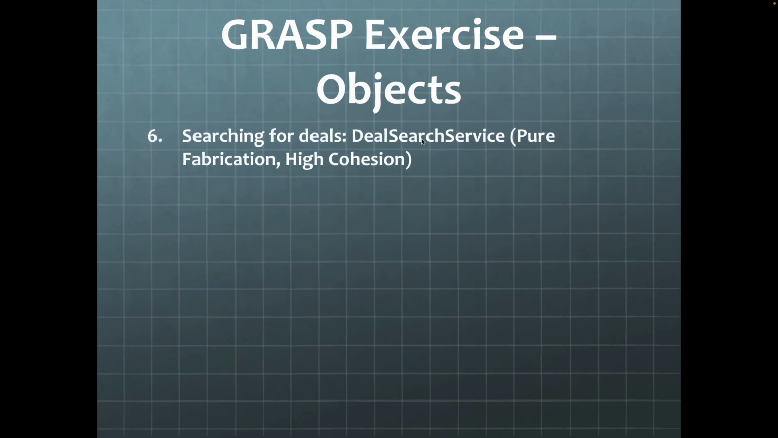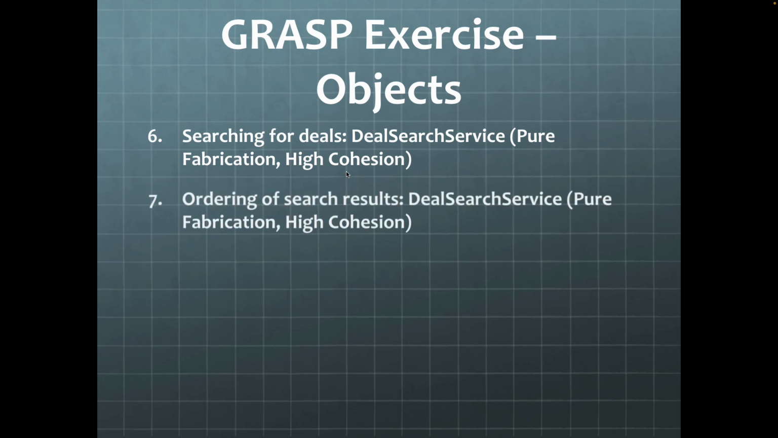And then searching for deals, deal search service. The controller is going to collaborate with another object called deal search service, which is another microservice. We had a microservice that was only focused on deals or deal retrieval. So here I have to talk to a deal search service to do the work. It's pure fabrication because it's a service. It doesn't represent a real object. Not exactly. A deal is a real object, but a deal search service is not exactly a real object. And it's highly cohesive. It's focused on search and deals. Ordering of search results will also be done by the deal search service.